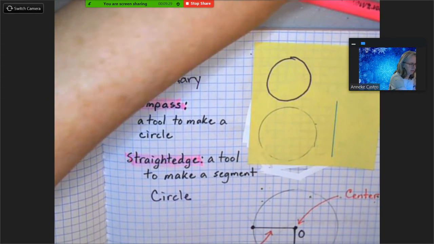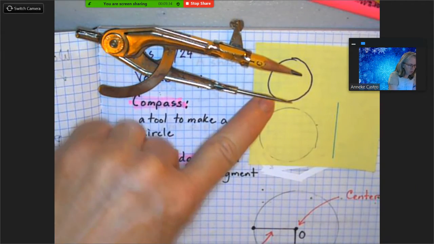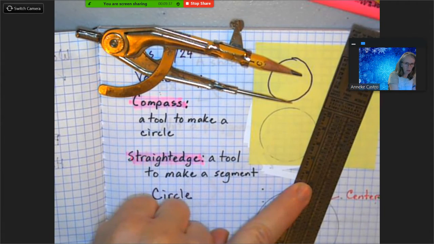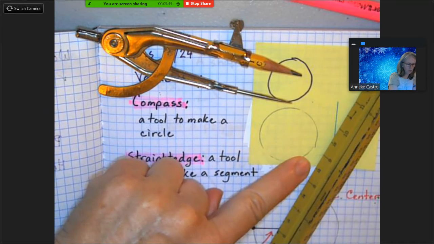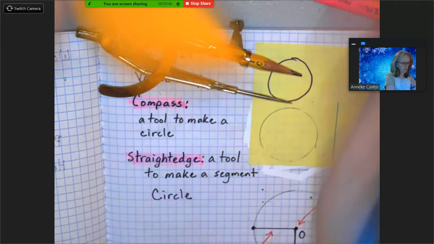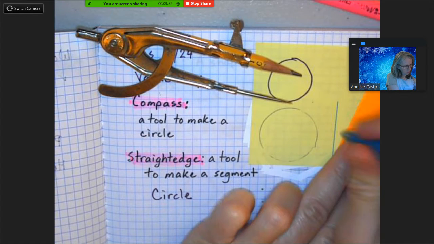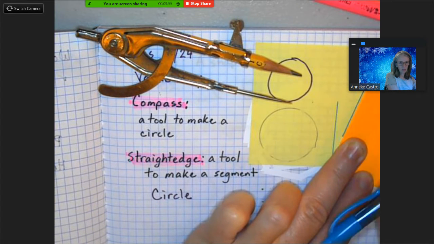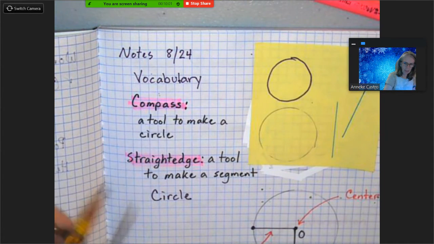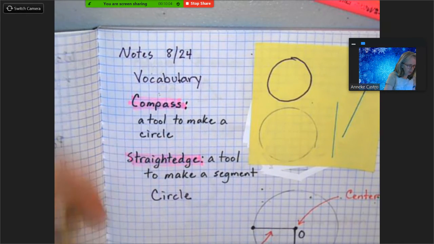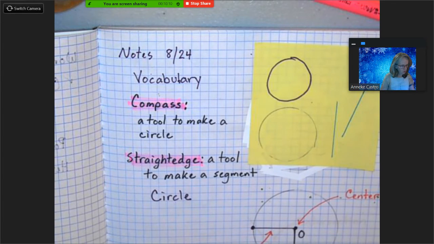So a compass makes circles. A straight edge makes segments. I could also use this for a straight edge. Or I could use this. Straight edge. These are tools of geometry. Compass is a tool. Straight edge is a tool. They help us draw shapes.